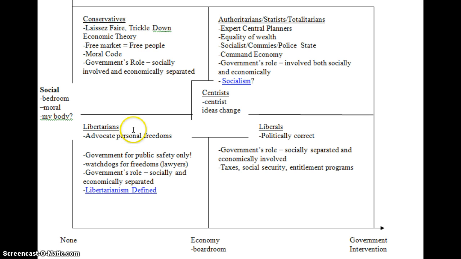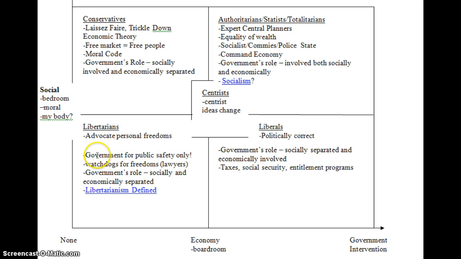True libertarians might actually be some pretty good lawyers because they know how to advocate for your rights as citizens, both economically and socially. So they advocate for personal freedoms. A very prominent libertarian today would be Ron Paul, or his son Rand Paul. They are very much libertarians. Gary Johnson would be another one that we might come across, who is a known libertarian.